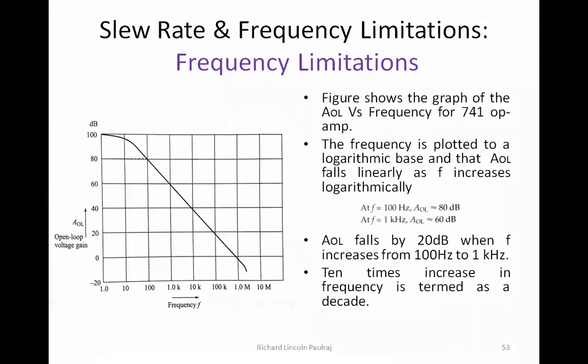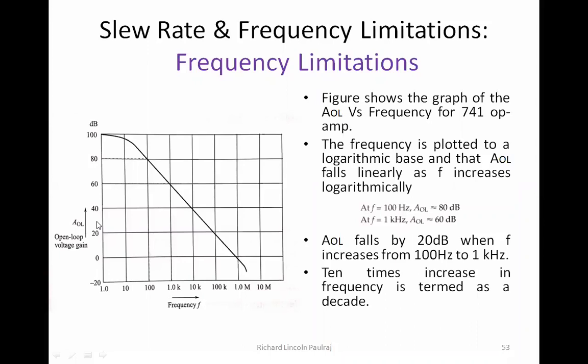The next part is frequency limitations. Just have a look at it. I have a graph towards my left hand side. Just see the graph, and you'll be able to understand that we have two scales even here across X and Y. The one is about frequency, and on the other side we have the open loop gain, AOL, right?